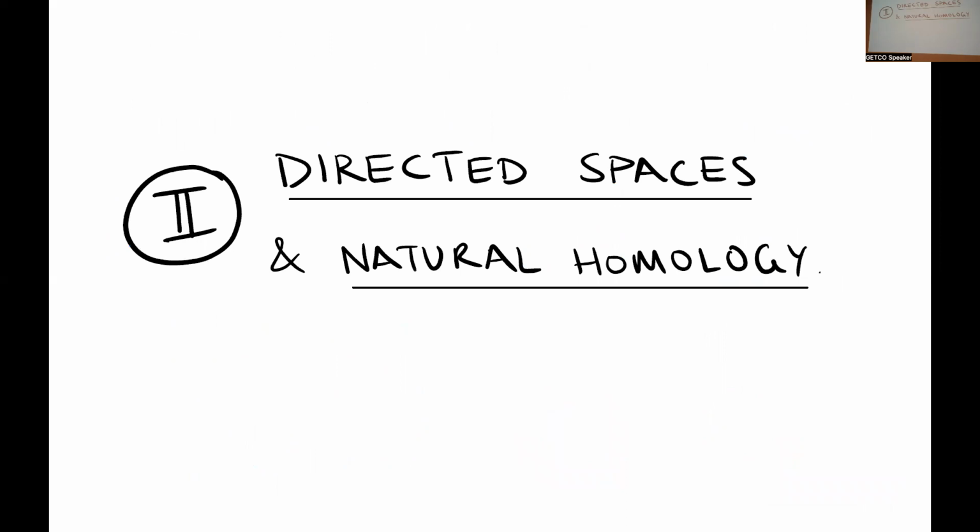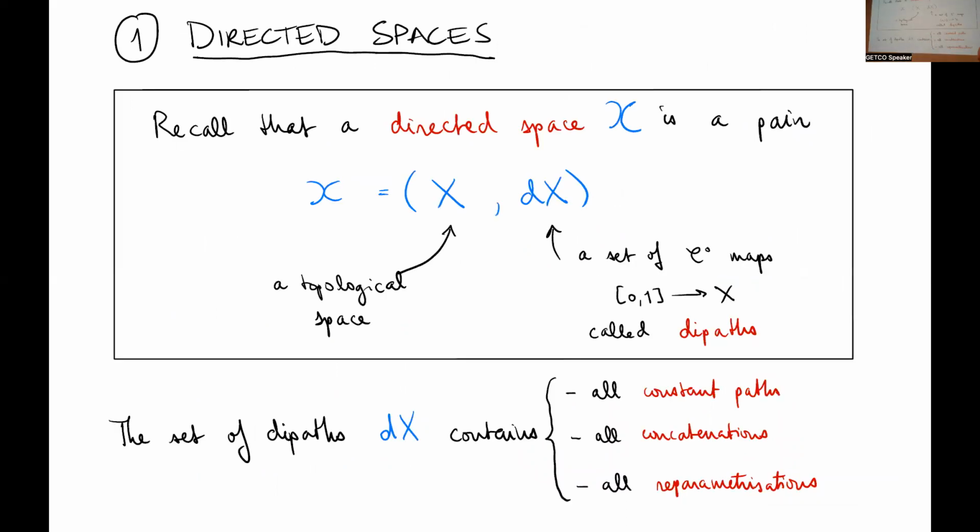Okay, so now we get to directed spaces and natural homology. I guess we've already seen directed spaces this week, but just to be sure that we're all on the same page, I'll recall that a directed space is just a pair where we have a topological space X and some set of continuous maps from the interval into X. And these we call dipaths or directed paths.